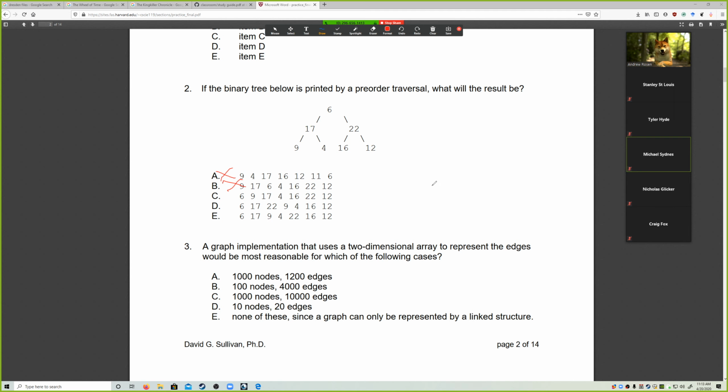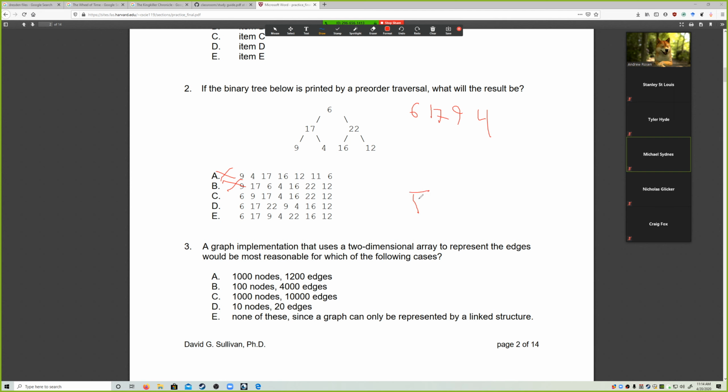So let's do a pre-order traversal. Okay? So we're going to do myself, 6. Then we're going to do my left subtree, which will do itself, then its left subtree, so 6, 17, 9, 4. So it looks like this one's probably going to be correct. So let's check the next part. We did 6, then 17, then 9, then 4. Now we do the right subtree, 22, 16, 12, which is what's going on in E. So the answer here is E.